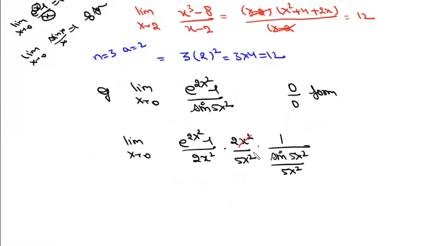Now in this case, this x square and x square will cancel. This is standard limit e to the power x minus 1 upon x, and this is 0 upon 0 form. So this standard limit is 1, and this is sine x upon x, which again is 0 upon 0 form. So this is 1. So answer to this limit is 2 by 5.